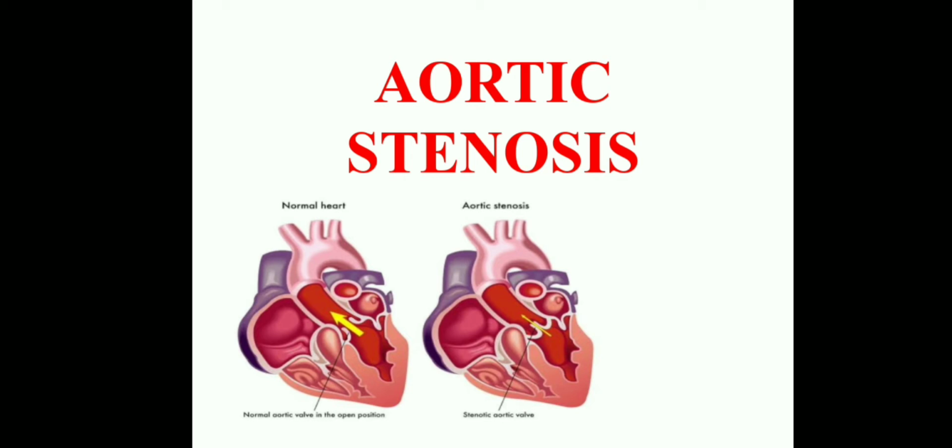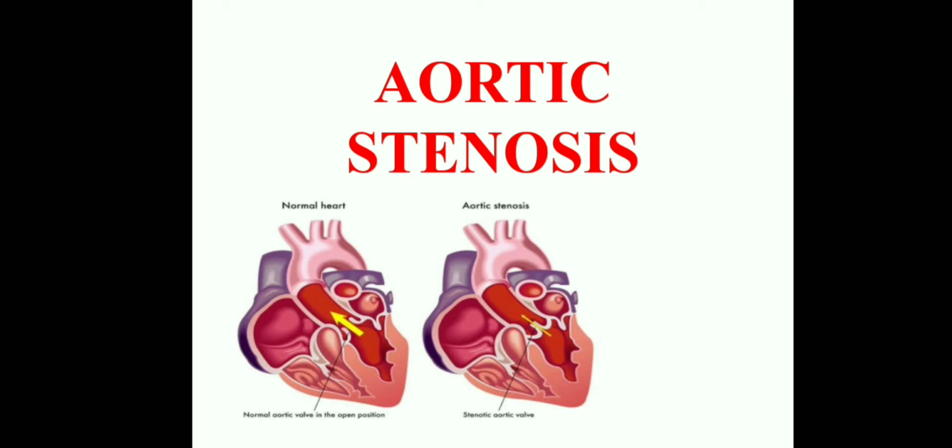Today's topic is aortic stenosis. It is a congenital heart disease. This condition comes under the acyanotic conditions. Here the acyanotic conditions are divided into two: increased pulmonary blood flow and obstructive lesions. Here this condition comes under the left to right shunt conditions. We are discussing aortic stenosis under that.